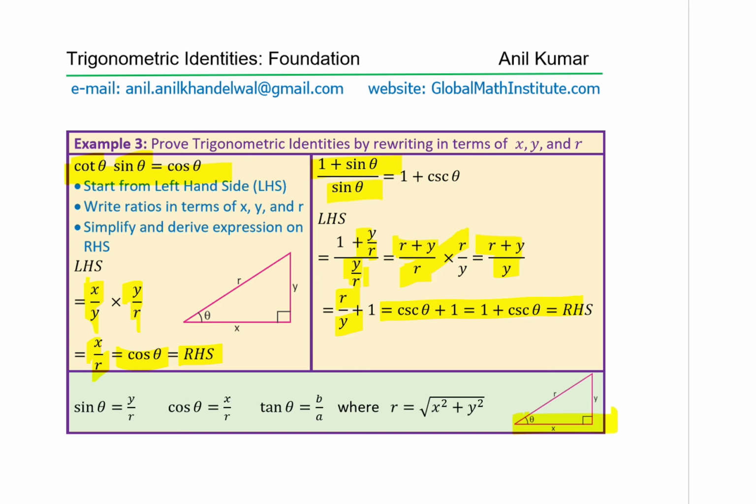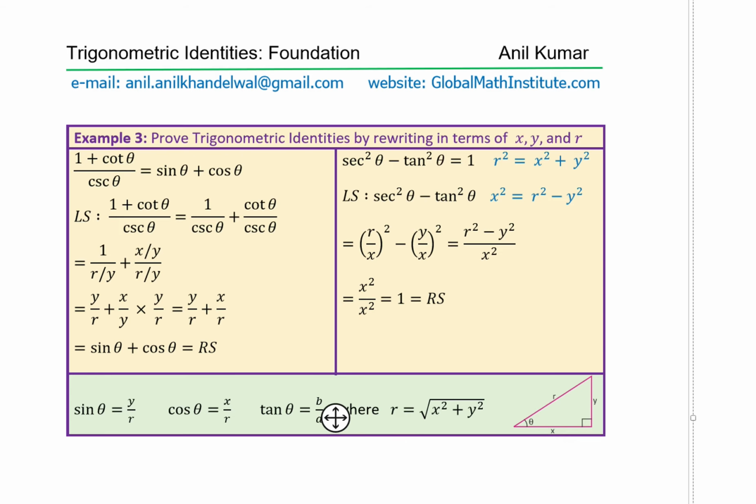So you see how effective it is to use the simple triangle and prove the trigonometric identities. And that is the general point, and therefore this identity works for all values of x and y. Let's take up the other two examples, which is (1 plus cot theta) over cosecant theta equals sine theta plus cos theta. Replace cotangent theta by x over y and cosecant theta by r over y. Once you do that and simplify, you do get the right hand side.